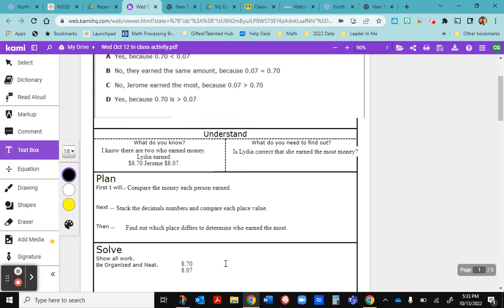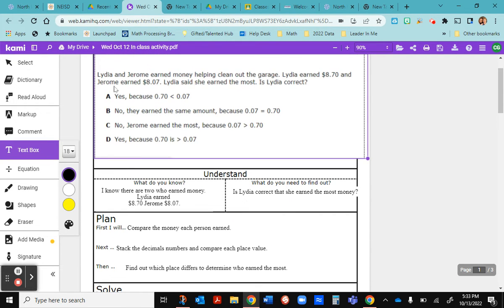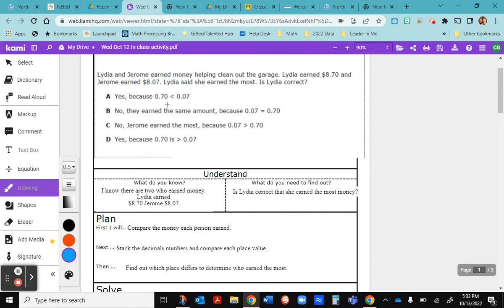So we said that it was Lydia who made the most. So is she correct? Now that I know that it's a yes, guys, what can you do in your answer choices? Yeah, process of elimination. So let's look at this one. It says no, they earned the same amount. Were they equal? Absolutely not. 7 cents is not equal to 70 cents.